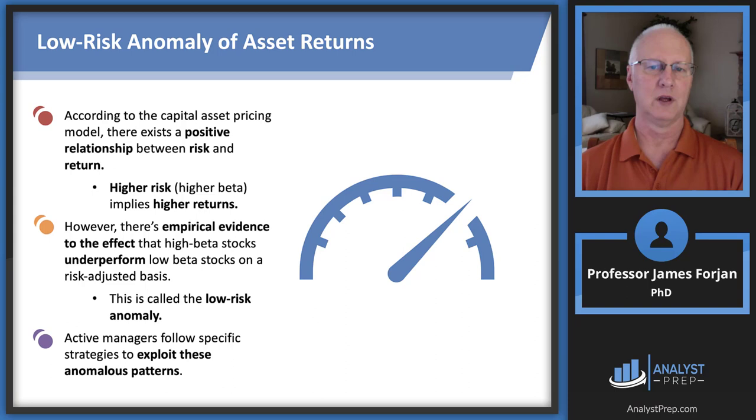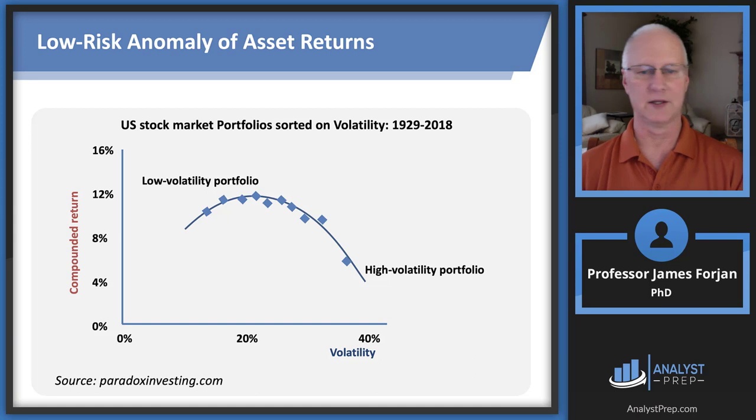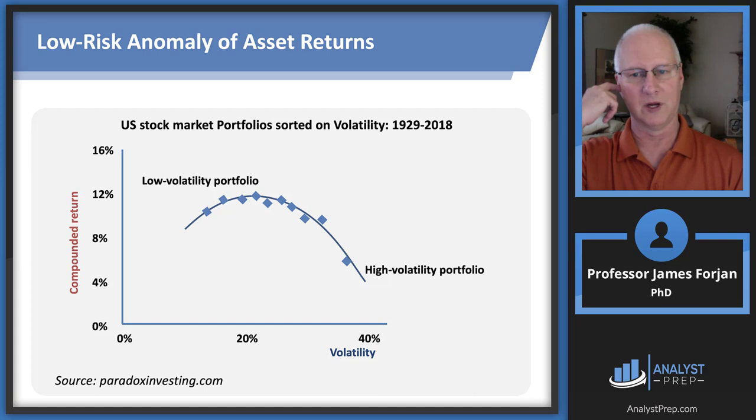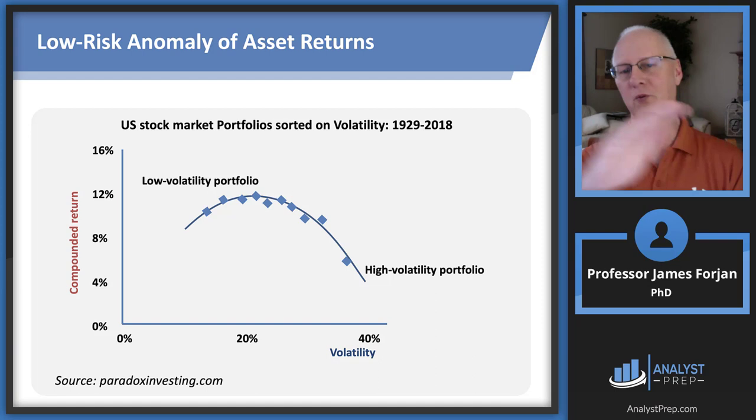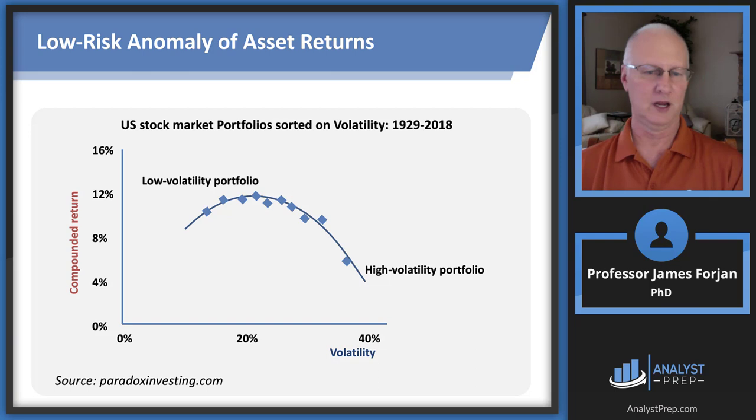Here's just an illustration. Volatility on the horizontal axis, return on the vertical axis. And what do you see? When we get out to volatility of 30%, 40%, you really don't want to have a high volatility portfolio. Look at those returns. I'm not a great viewer here. What is that? 4% as opposed to 12%.